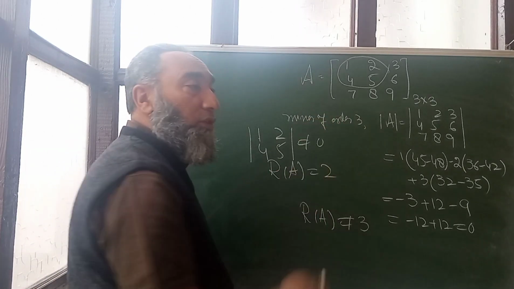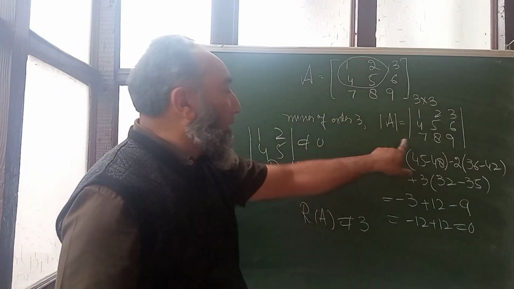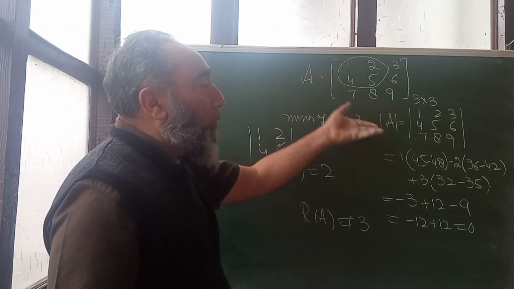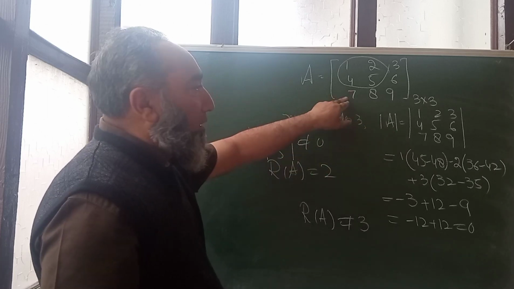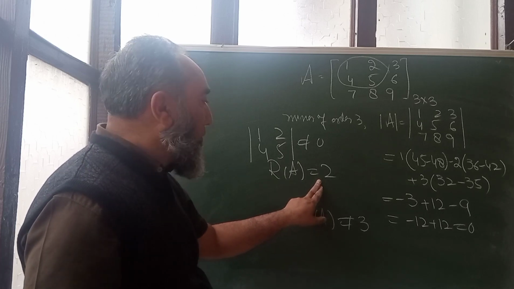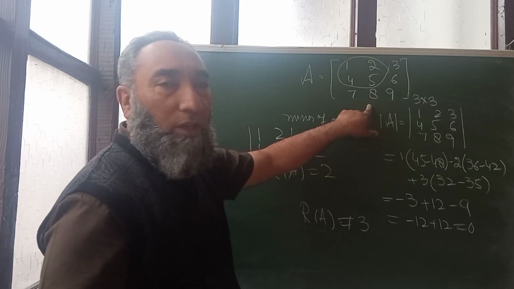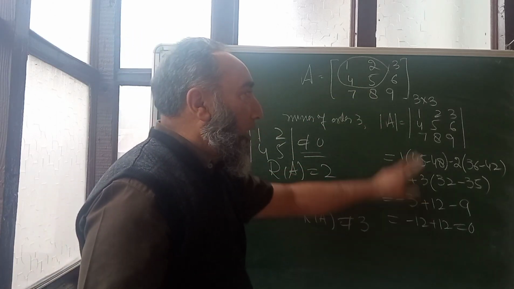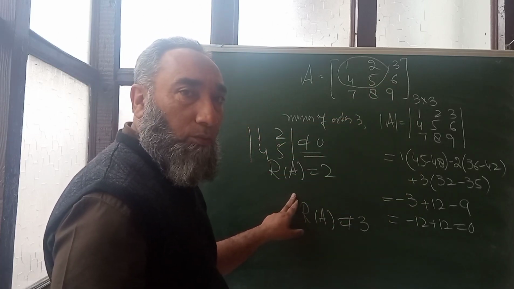Now let me go to the definition again. If A is a matrix of order m by n, and in A there is at least one minor of order r which is not equal to 0, whereas every minor of order r plus 1 is equal to 0, we say rank of A is r. Here there is only one minor of order 3 which is 0, so every minor of order 3 is 0. Every minor of order r plus 1 is 0. So rank is 2. Okay.